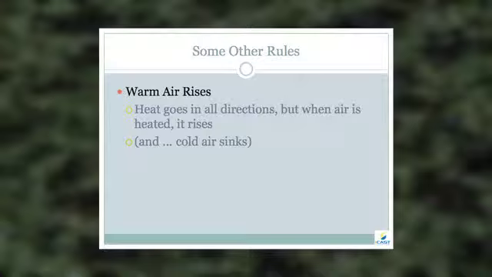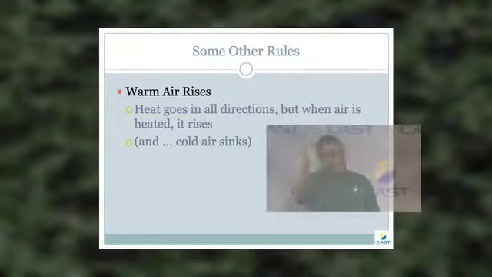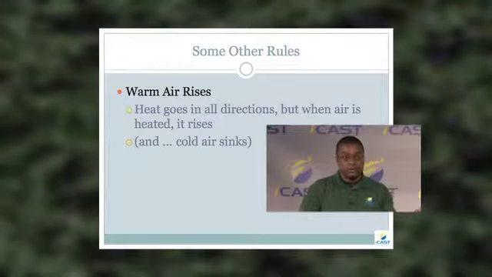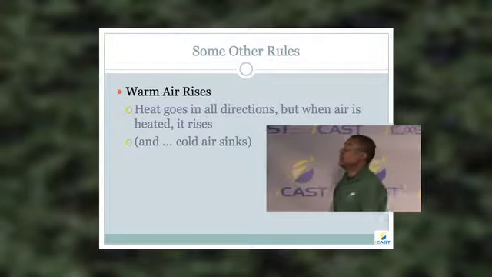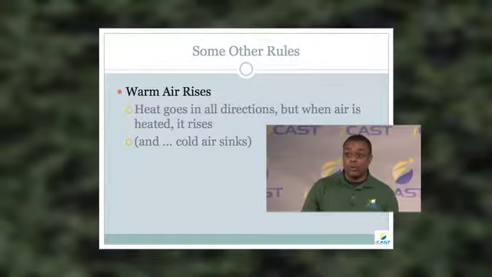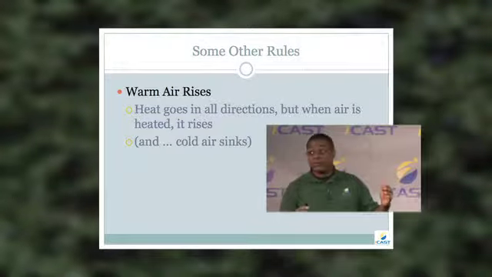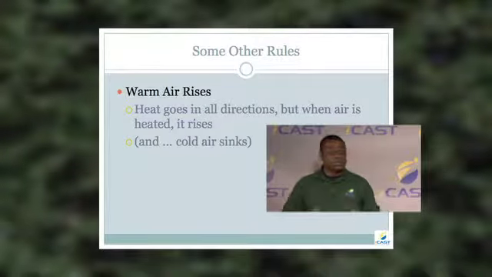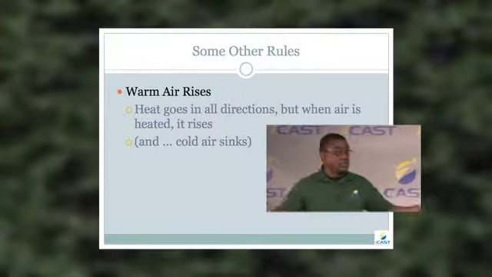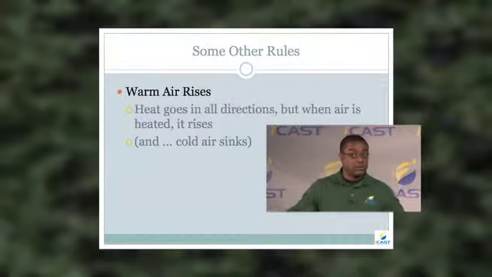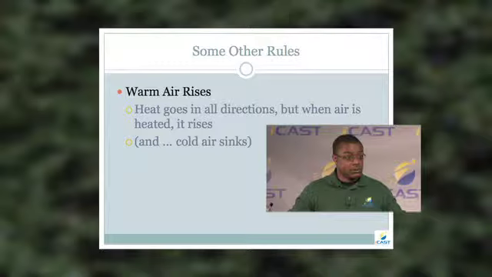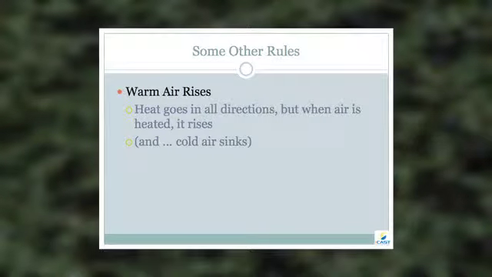Okay, let's look at some more rules of thermodynamics. Any questions on these 4 rules of thermodynamics? Hot goes to cold. Okay, very good. Never the other way around. Warm air rises. However, heat goes in all directions. So heat doesn't rise. Heat goes in all directions. Warm air rises. And because warm air rises, cold air sinks.